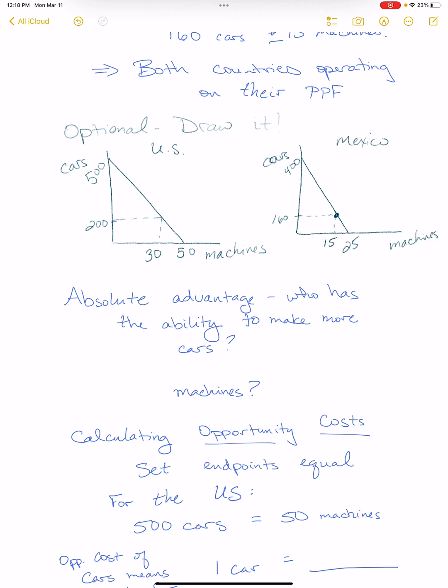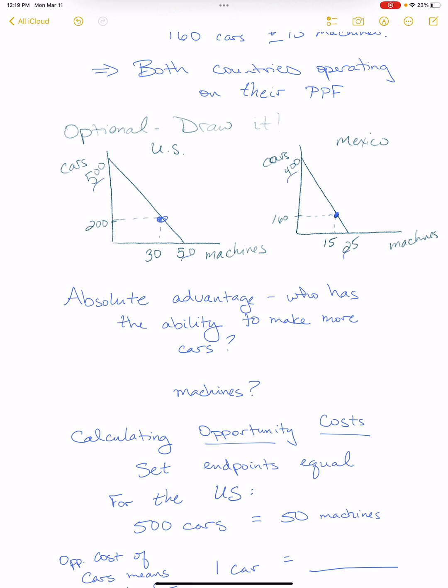Now you do not have to draw out your production possibility frontiers, but I do believe that it helps. It helps to cement the idea in your mind a little bit. So when we're talking about absolute advantage, we're talking about who has the ability to make more. We're talking about the endpoints. So it has nothing to do with these points at 200 and 30 or 160 and 15, it has to do with the actual endpoints, the 500 and the 50, the 400 and the 25.